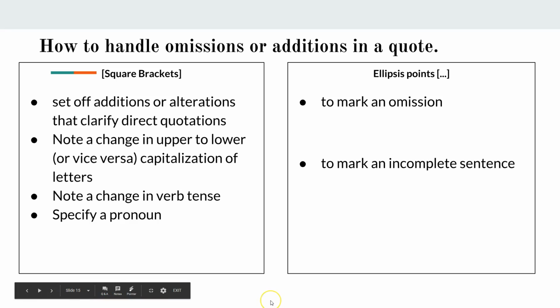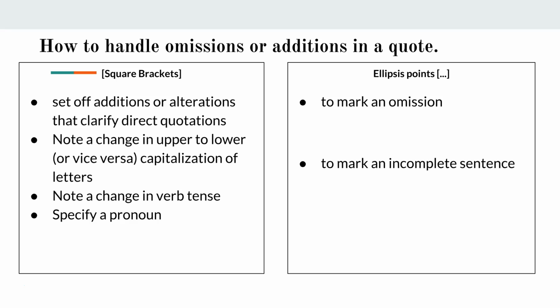Now, whenever you are interacting with direct quotes, sometimes you may not want to use the entire quote. So your best friends when this occurs are square brackets and ellipses points. Square brackets set off additions or alterations that clarify direct quotations. Also, they note a change in capitalization of letters, upper to lower or vice versa.